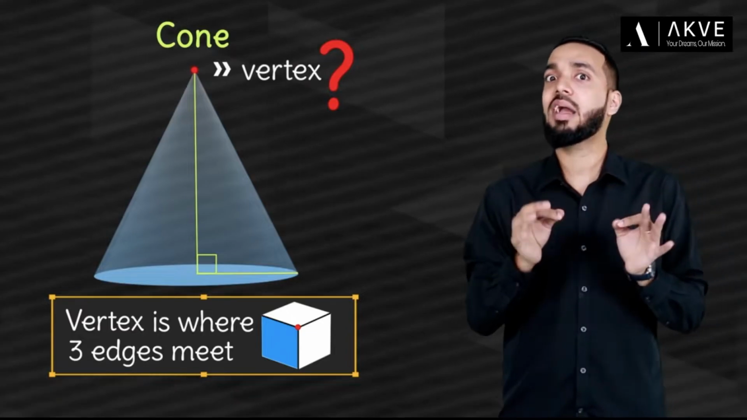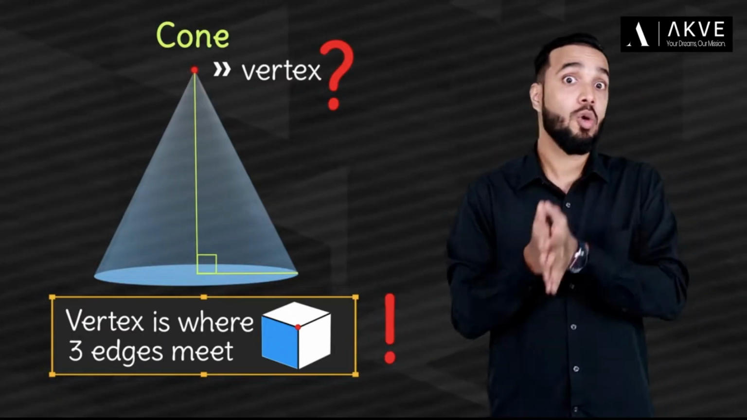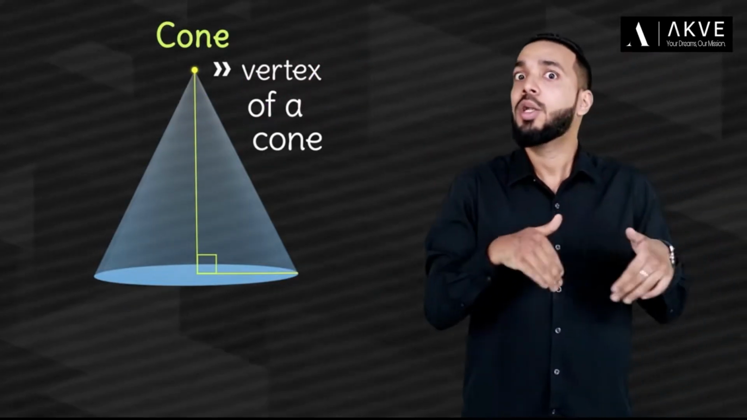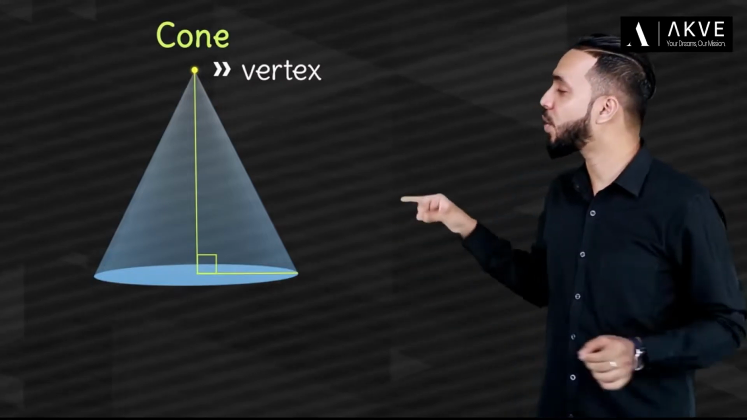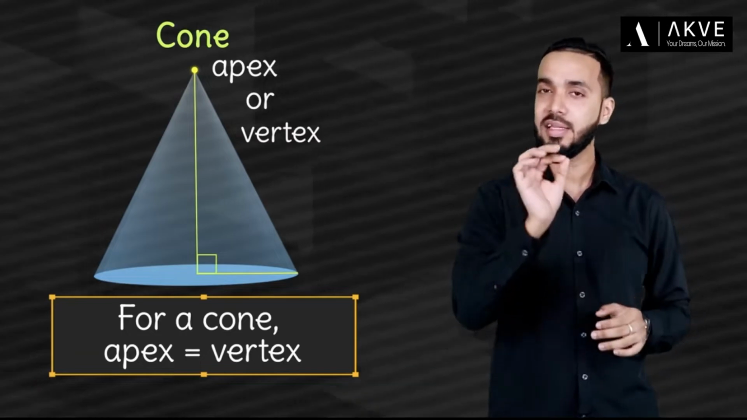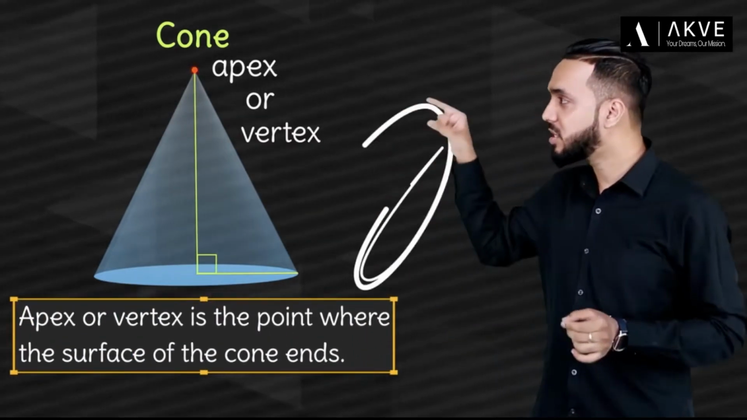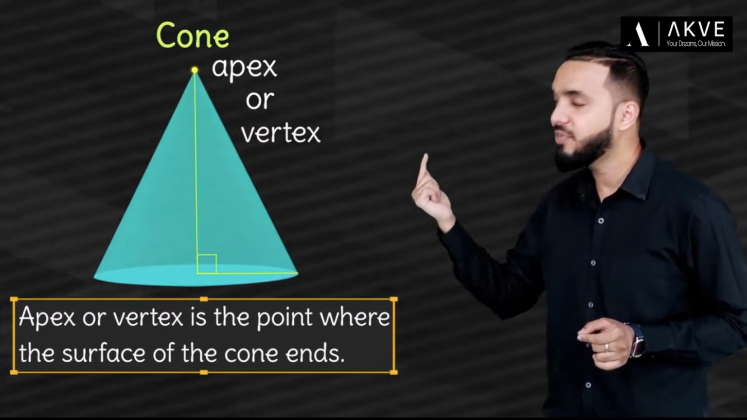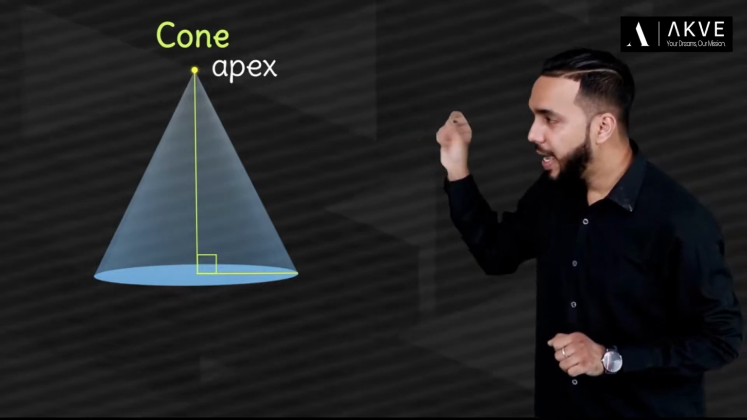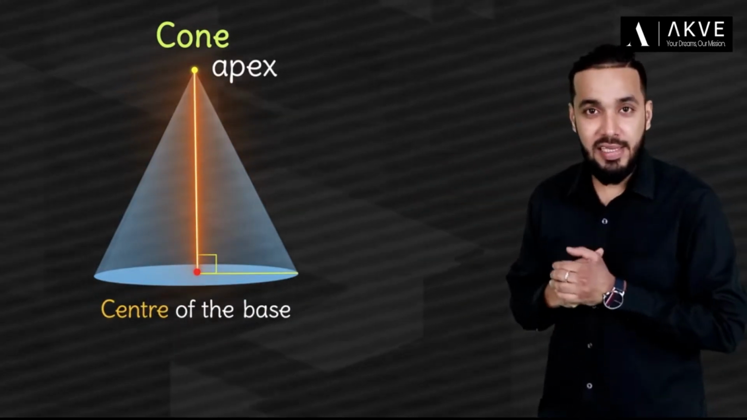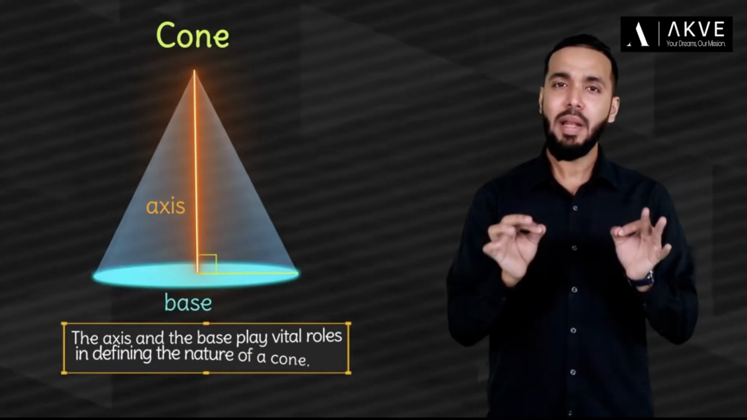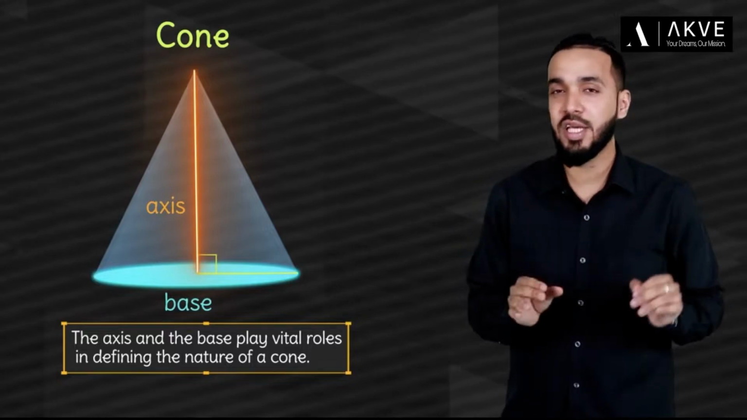Well, it doesn't exactly fit the definition, but it is common practice to still call this point the vertex of a cone. Now, to avoid confusion, you can choose to call it the apex. For a cone, the apex and the vertex mean one and the same thing. They are both referring to this point where the surface of the cone ends. Now, the line joining the apex and the center of the base is called the axis of the cone. The axis and the base play vital roles in defining the nature of the cone.